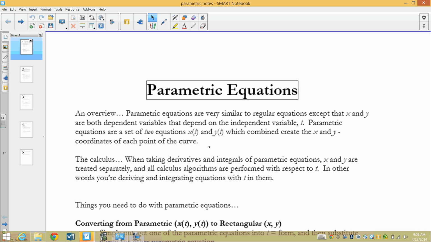Now, if you remember from last year in pre-calc, I know you did a little bit of parametrics then, and that was the one where you changed the mode in your calculator, and then when you graphed it, you were like throwing something and you could watch it fall, things like that. Now, when it comes to calculus of parametric equations, basically all that happens is when you're taking derivatives and integrals, x and y are treated separately, and all calculus algorithms are performed with respect to t. In other words, you're deriving and integrating equations with t in them, and instead of doing it once, you have to do it twice.